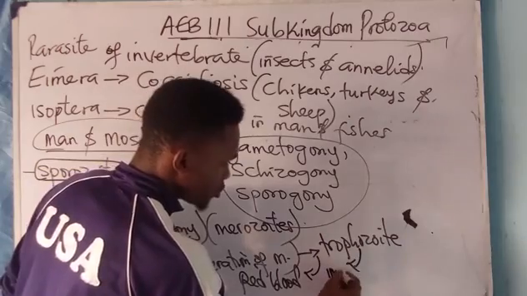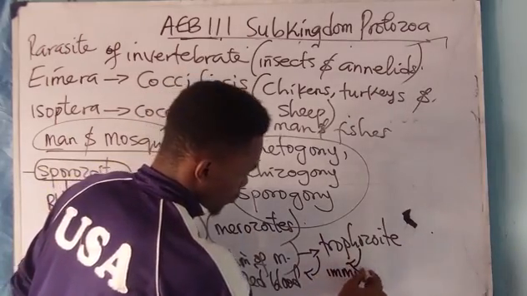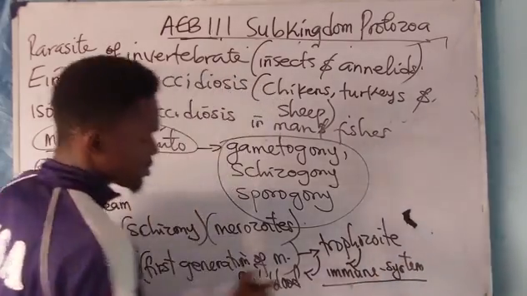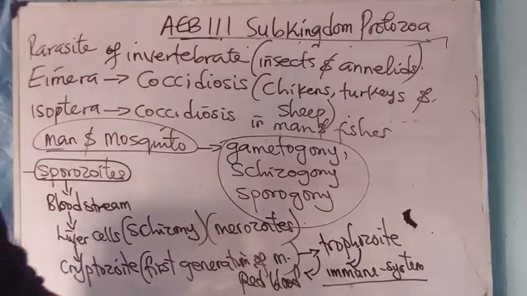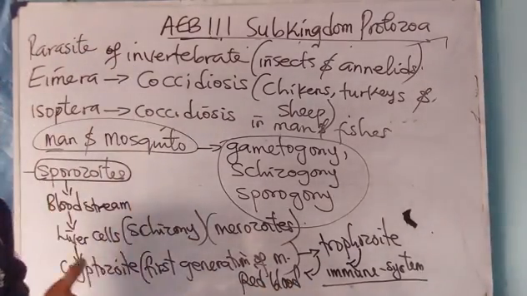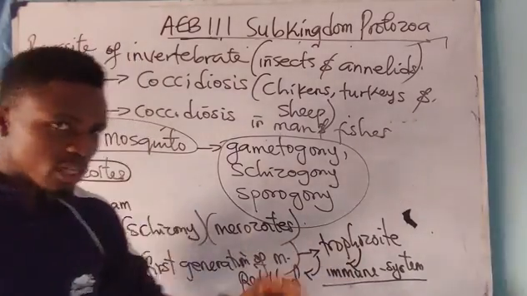This trophozoite stage will invade the immune system. As soon as it damages or invades the immune system, toxins, that is harmful substances, are released. Therefore, the person will be suffering from malaria.